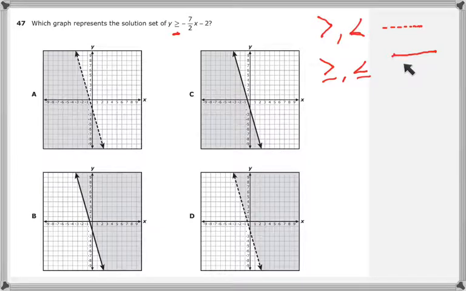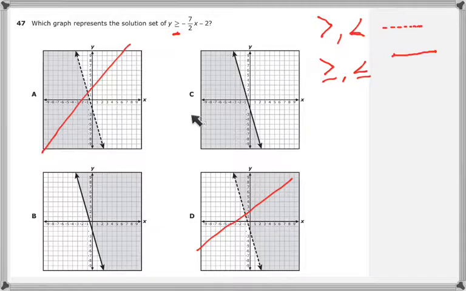Just by looking at the graph answer choices we have here, we can clearly see which ones are dashed and which ones are solid. Because our inequality is the second type, which includes the equal, our line is going to be solid. So any answer choices that have a dashed line, you can cross them out right off the bat. So we can cross out A and answer choice D. We're down to answer choice C or answer choice B. Those are our two possibilities.